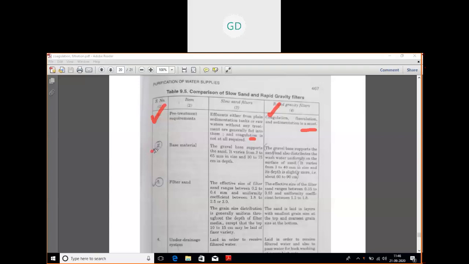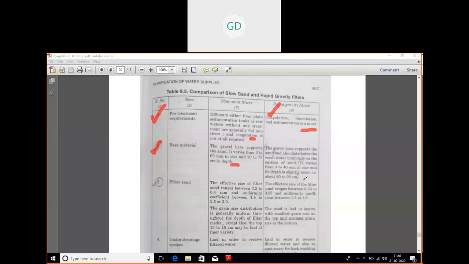Next is your base material. So what is the base material for a slow sand filter? The gravel base supports the sand. It varies from 3 to 65 millimeter in size and 30 to 75 centimeter in depth. You need to remember the size.